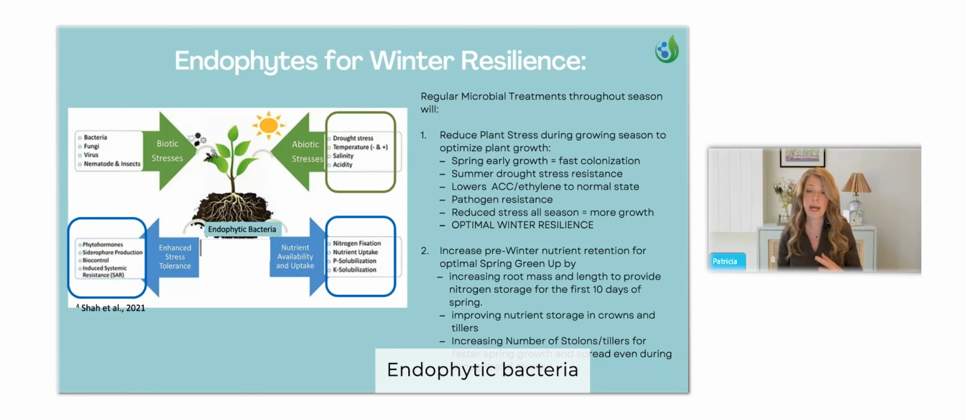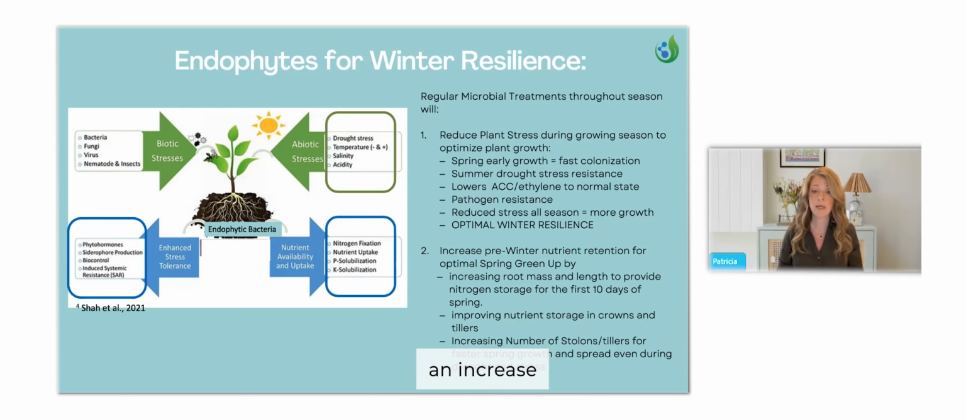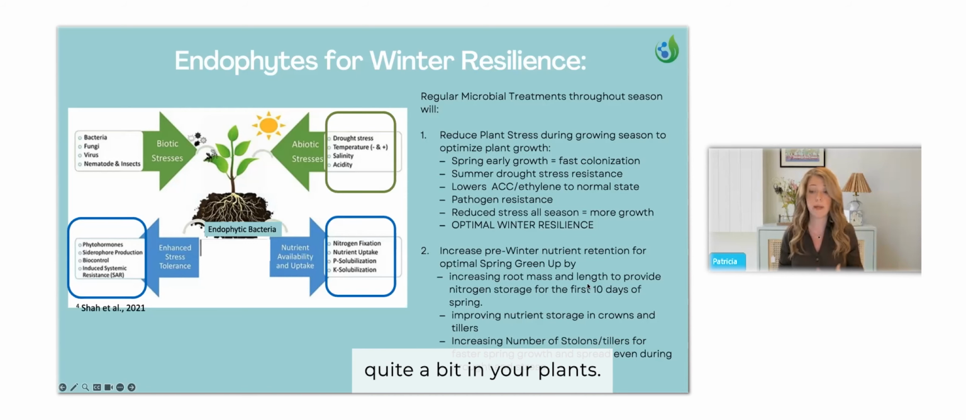And additionally, endophytic bacteria also increase growth. So if you remember in the previous slide, I mentioned a 2020 study that showed an increase in tillers by 36%. So you're going to see that endophytes not only protect from drought stress, but they're also increasing the growth quite a bit in your plants.